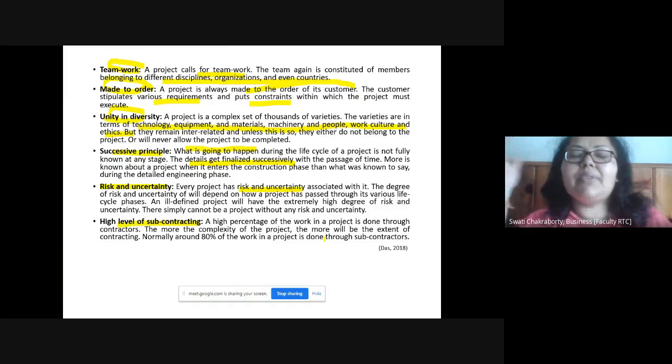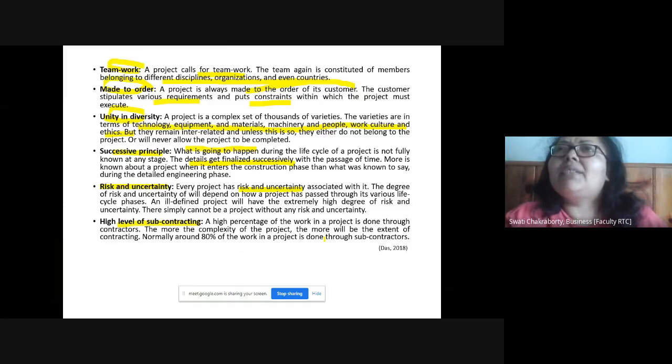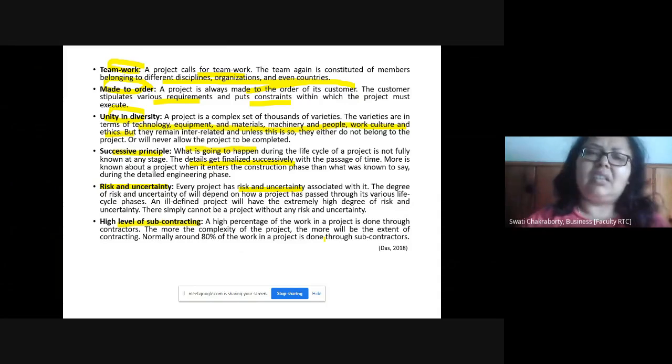High level of subcontracting. Now, 80% of the big projects are subcontracted or outsourced, taking help from others who are actually doing a part of that work. It could be managerial advice, it could be manufacturing of intermediate parts, or helping with the technology or anything else, but it is done.